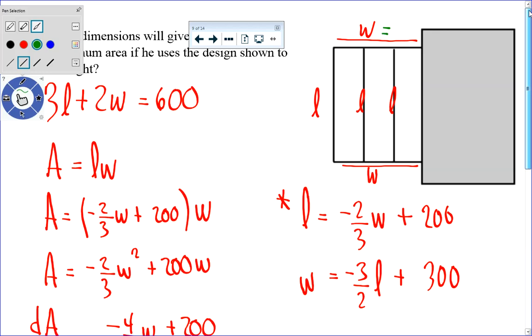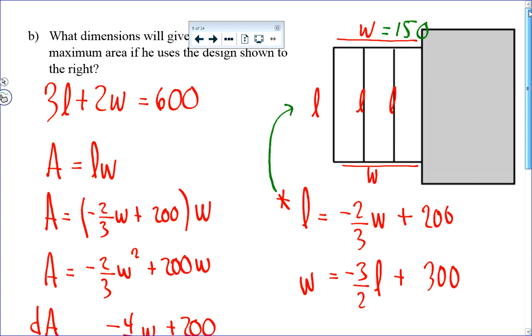And now if we want to know the length, I guess what we could do is we could use this formula. We could put 150 in for W, take negative 2/3 of that 150 and add 200. I mean, the other thing you could do is just take 600 and subtract the 2 widths of 150 each. I think what you're going to get is 100. Yes, you're going to get 100.